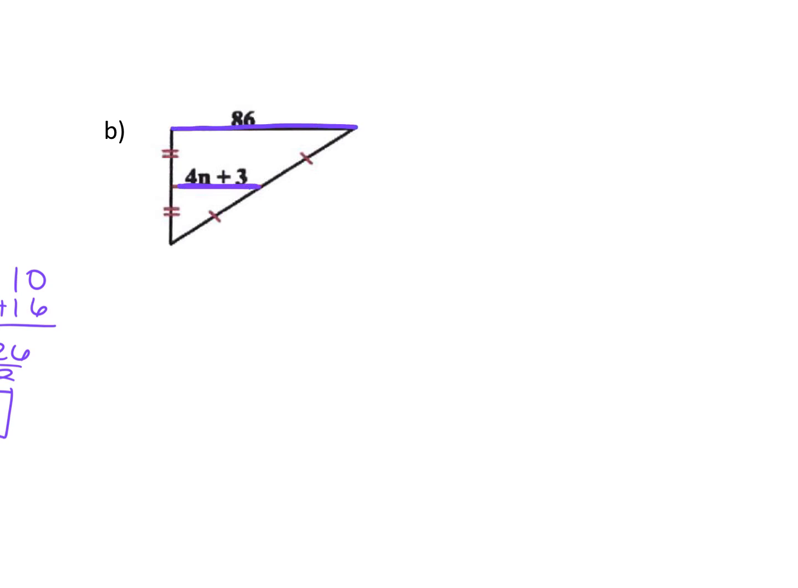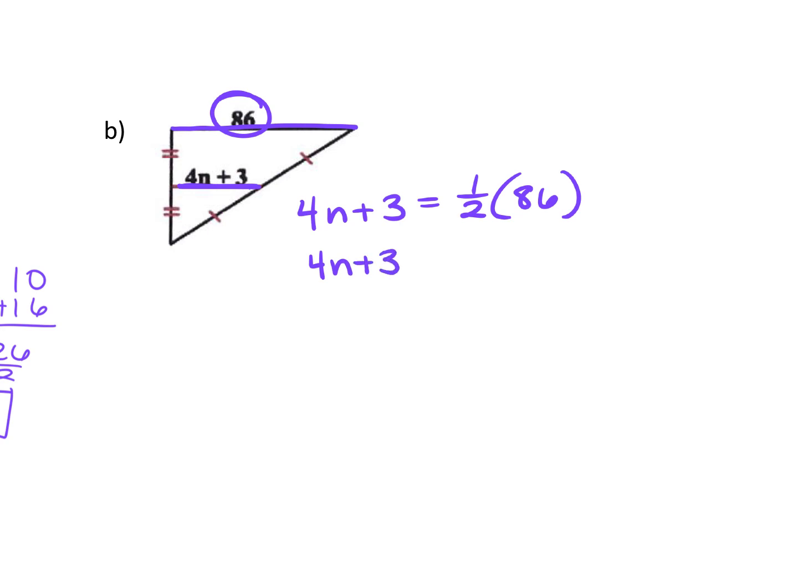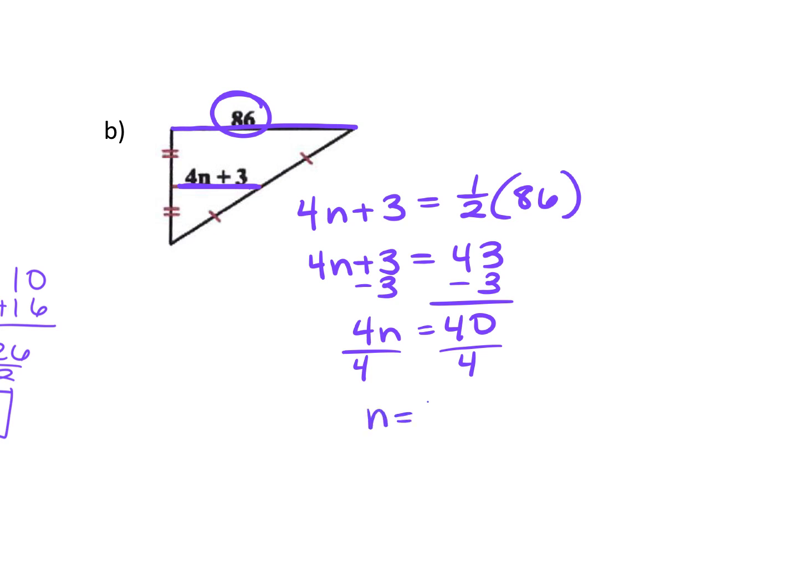Please don't do both of those things, okay? You will not get the answer if you do both. You have to pick one or the other. I think it's easiest to cut this one in half. So 4n plus 3 equals half of 86, right? That means 4n plus 3 equals 43. Take away the 3. So 4n equals 40. And then divide by 4. So n is 10. Okay, if we plug that back in, 4 times 10 is 40 plus 3 is 43. 43 is half of 86, so it checks out.